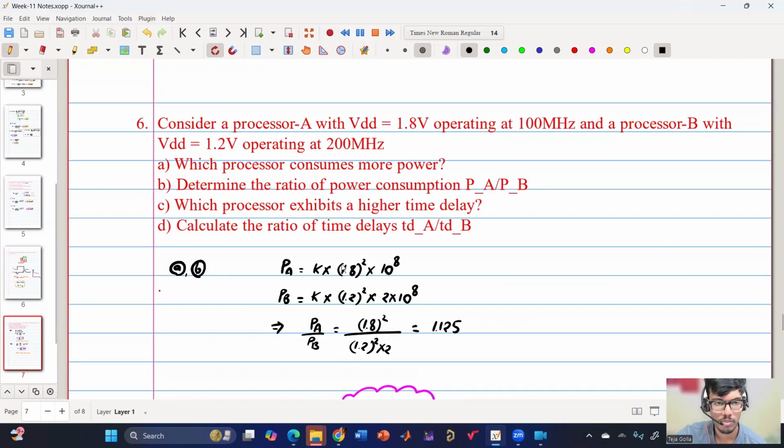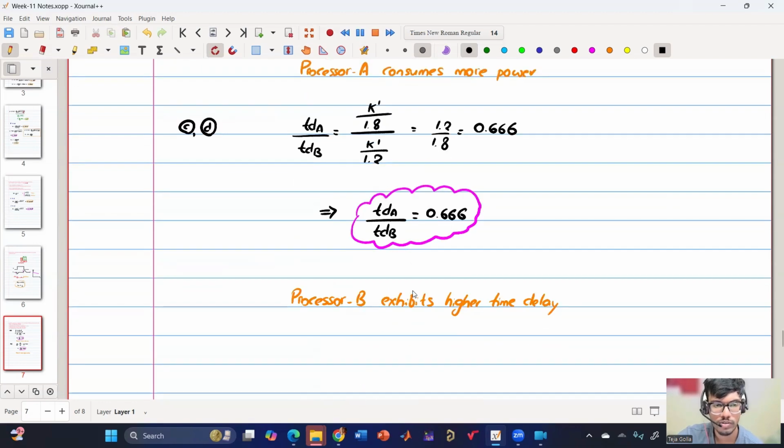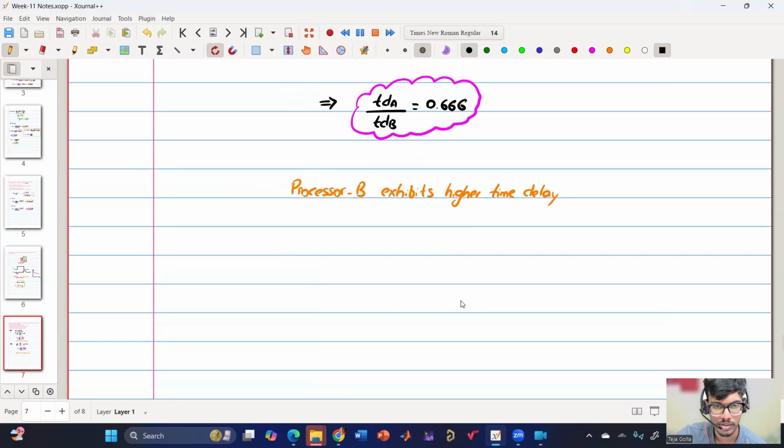And then we have considered one problem where there are two processors with two voltages and two operating frequencies. Then we have seen which consumes more power, and also which processor exhibits higher time delay, again like a trade-off between the performance as well as efficiency.